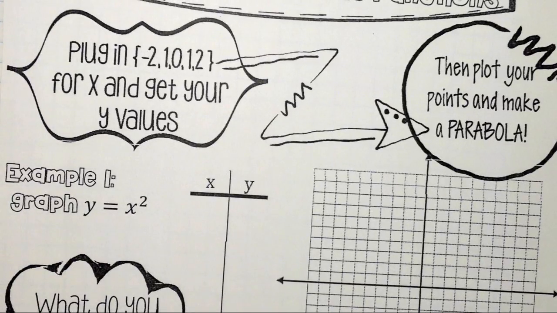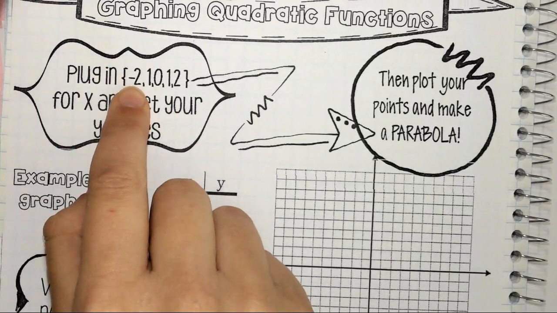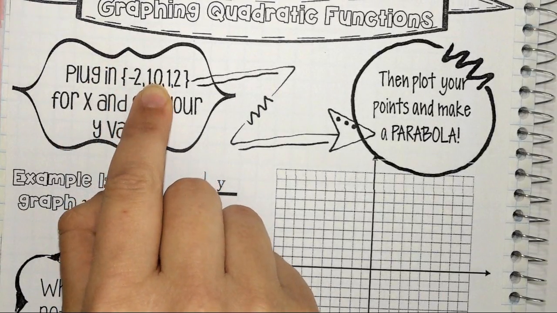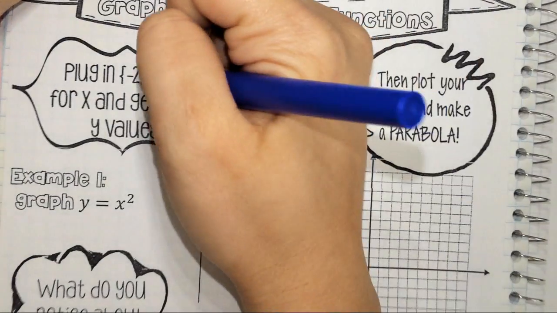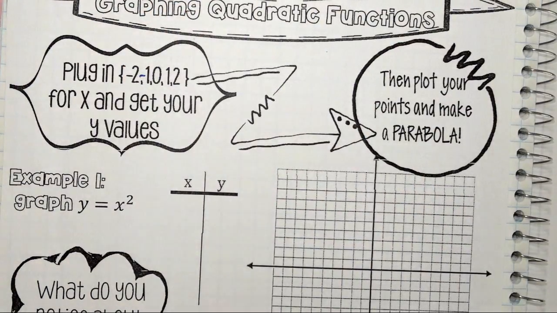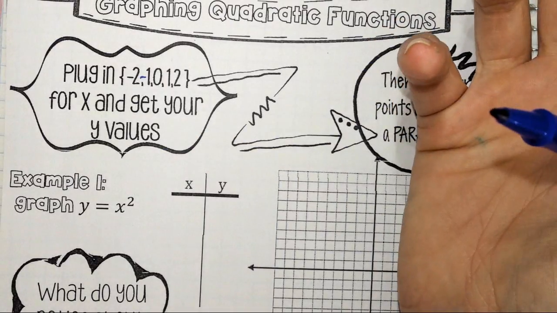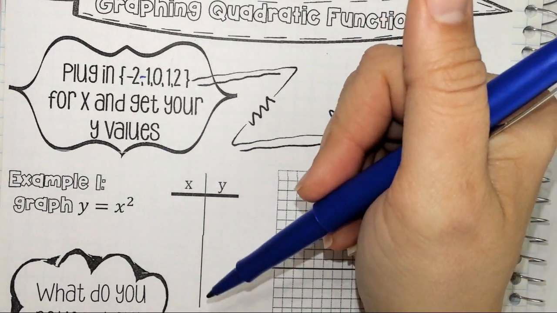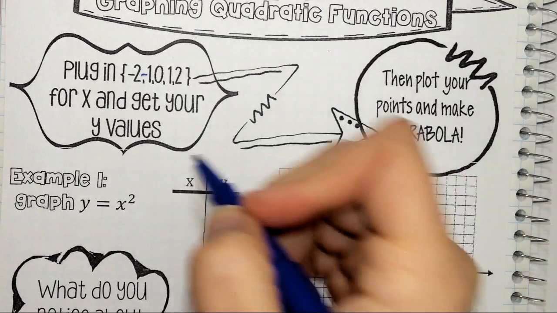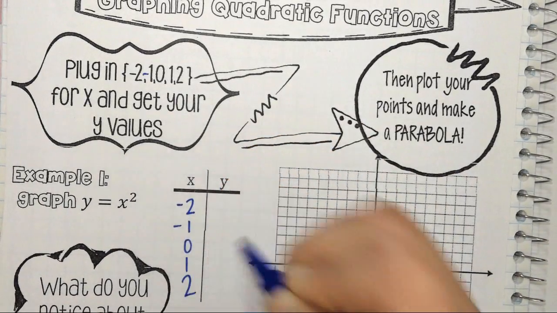All right, so now we're going to actually figure out how to graph these quadratic functions. It says to plug in -2, that should be a -1, I got excited. -2, -1, 0, 1, and 2 for x and get your y values. So it's just like how we first learned to graph a linear equation where we just plugged in our x values and got our y's. So in our x column, it's -2, -1, 0, 1, and 2.